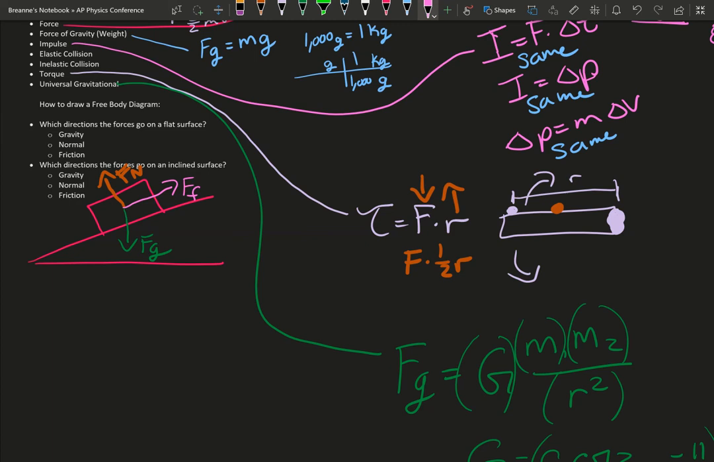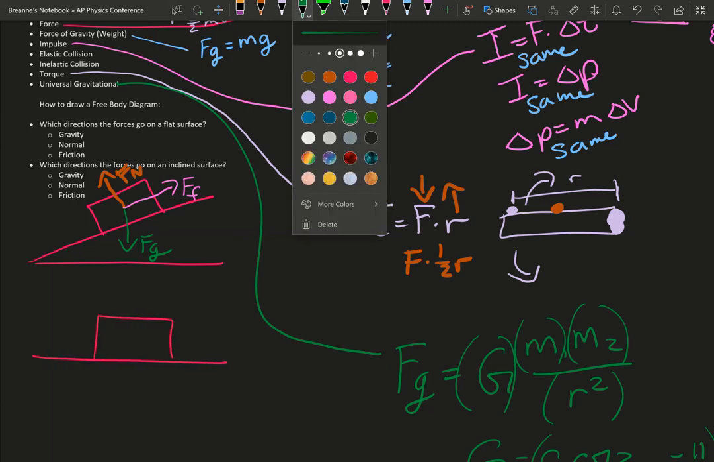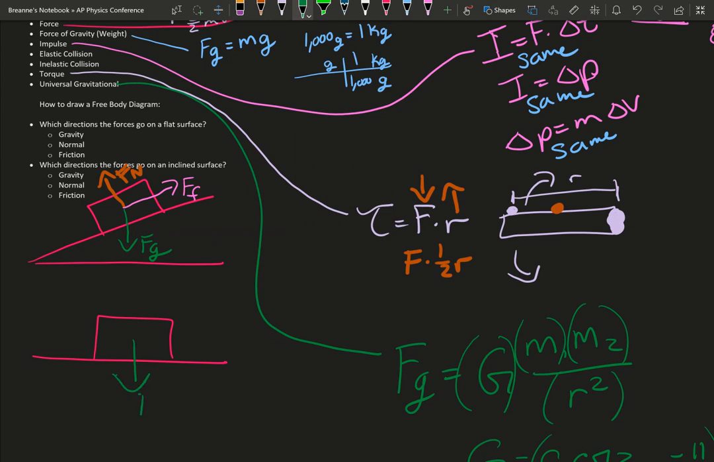On a flat surface, again, force of gravity would be going down. Force of normal would be going up. And if there is movement, force of friction would be going in the opposite direction of the motion.